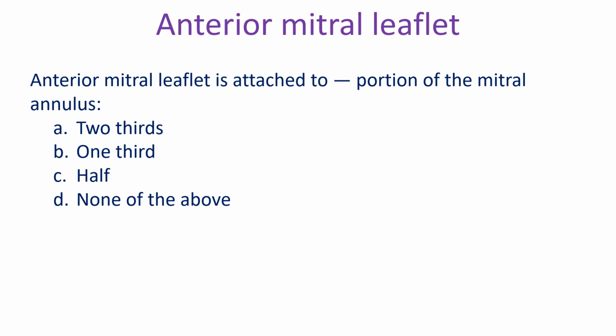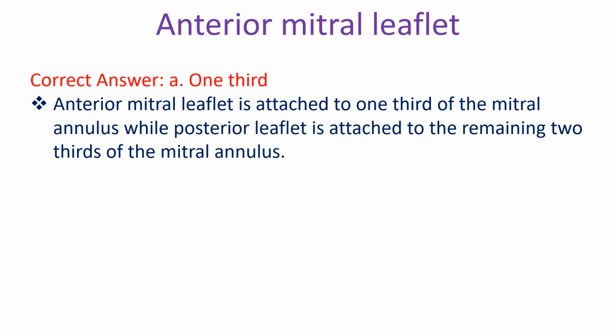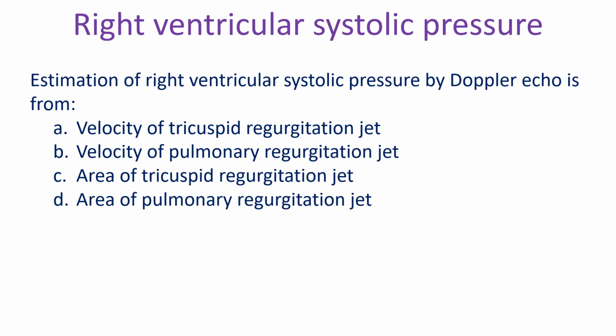Anterior mitral leaflet is attached to dash portion of the mitral annulus. A. 2/3, B. 1/3, C. half, D. none of the above. Correct answer B. 1/3. Anterior mitral leaflet is attached to 1/3 of the mitral annulus, while posterior leaflet is attached to the remaining 2/3 of the mitral annulus.